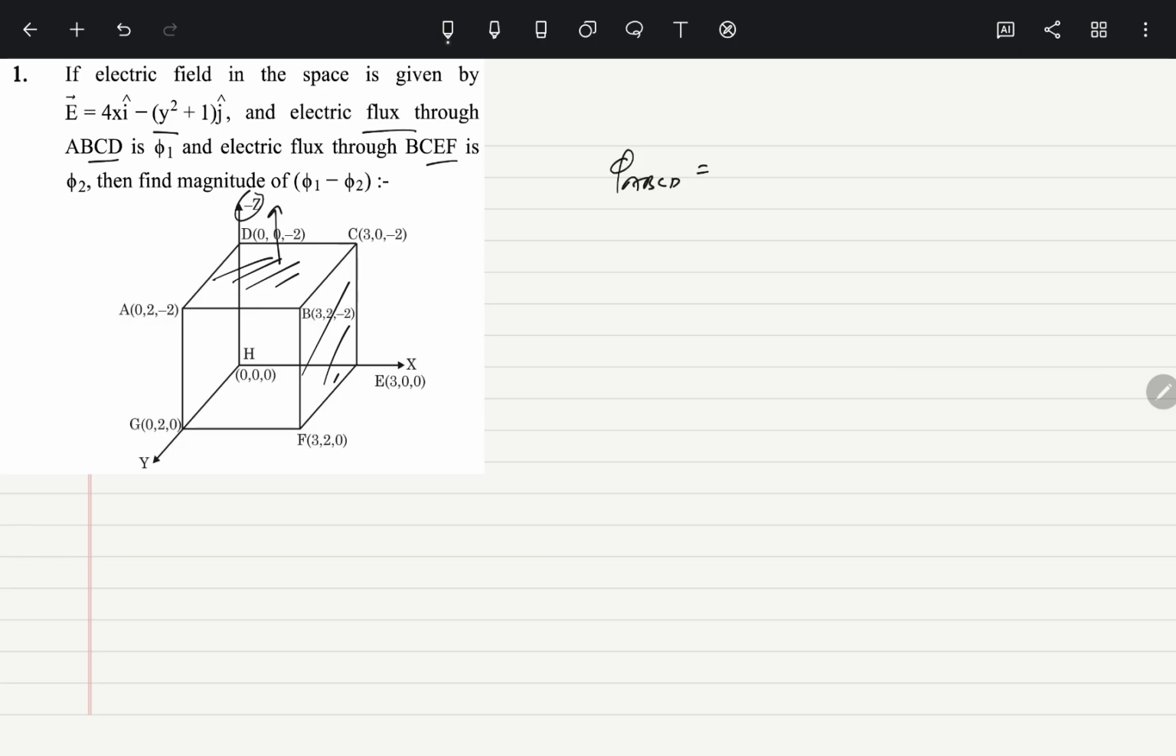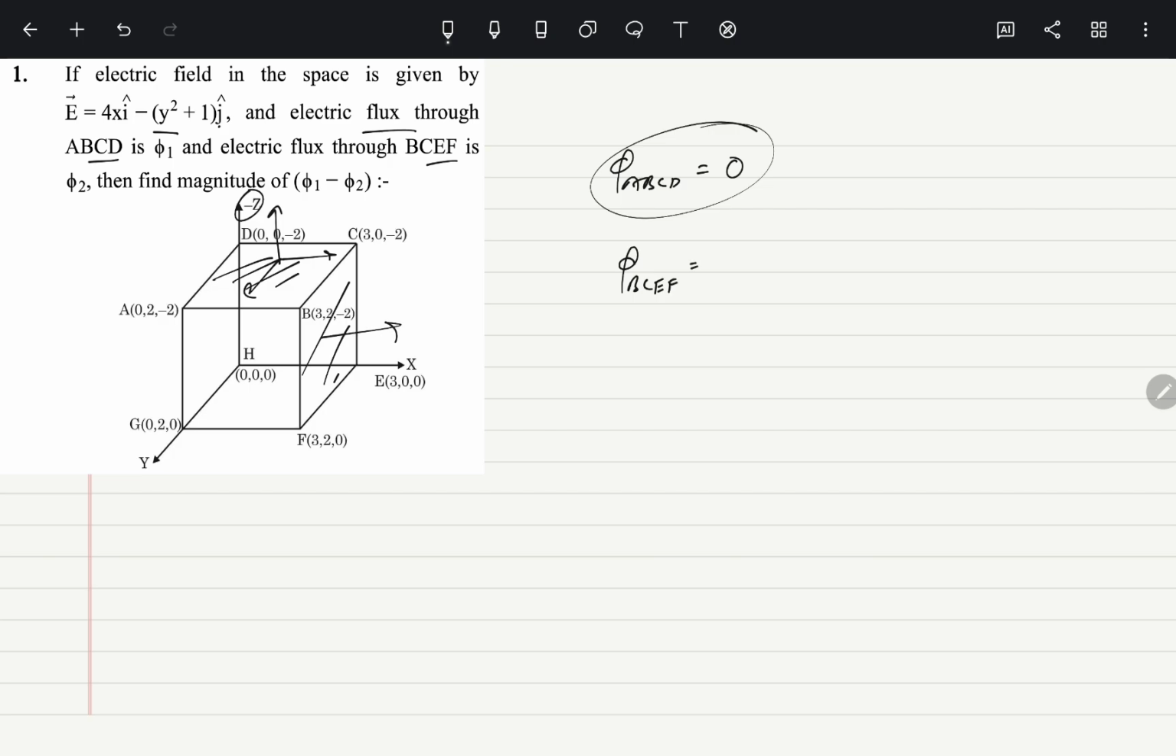From the flux through ABCD, you can see here the area vector is in the Z direction, and the electric field is in the i cap and j cap direction. That means the electric field is perpendicular to the area vector. So that means the flux through ABCD is 0. Flux through BCEF.